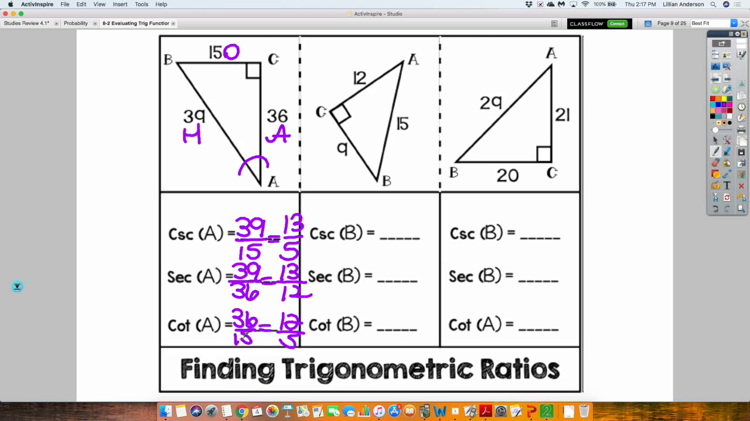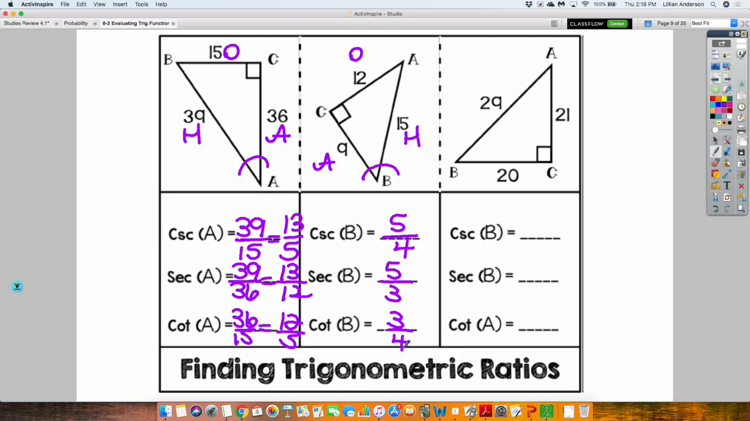Which one's the opposite? 12, adjacent, and hypotenuse. Did we have to reduce these fractions? Sure did. So cosecant with the reduced should be what? 5 over 4. Secant with the reduced. And cotangent with the reduced. Very good.